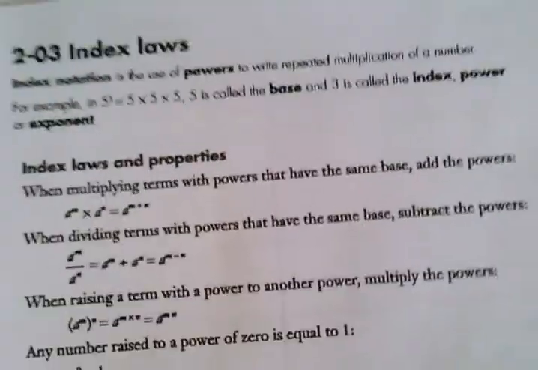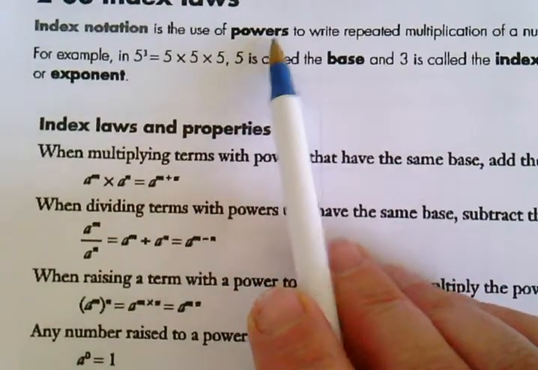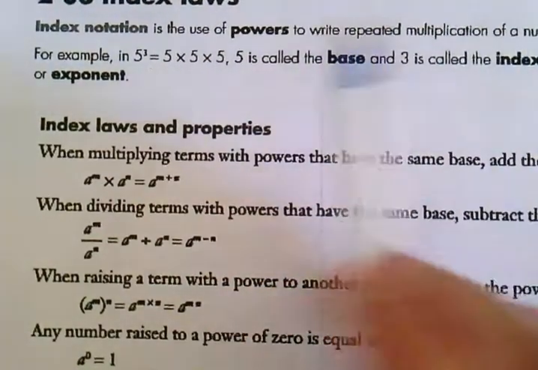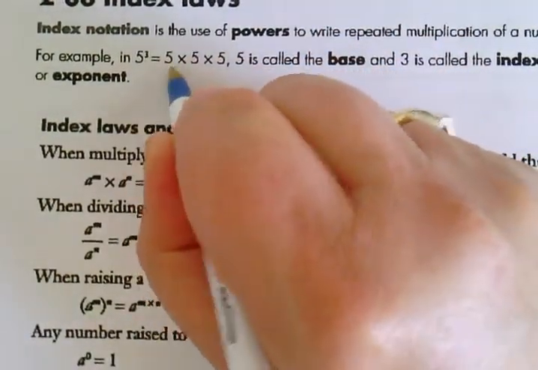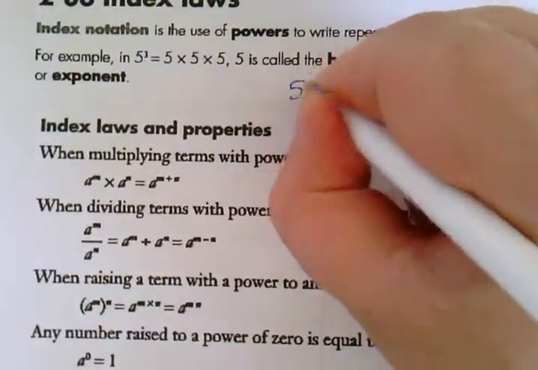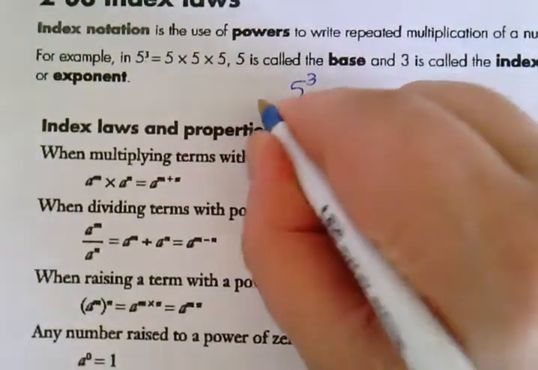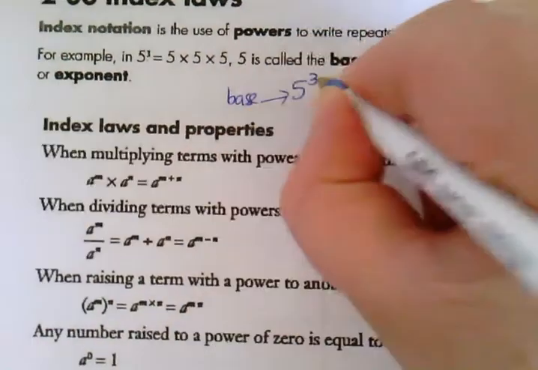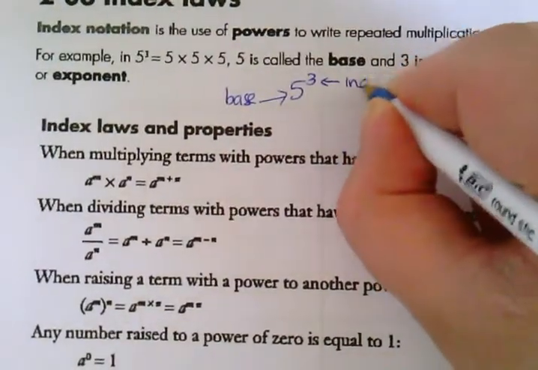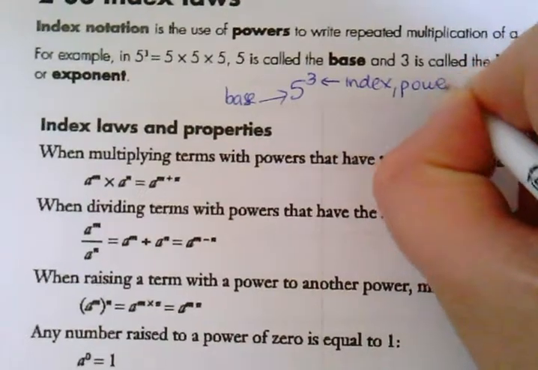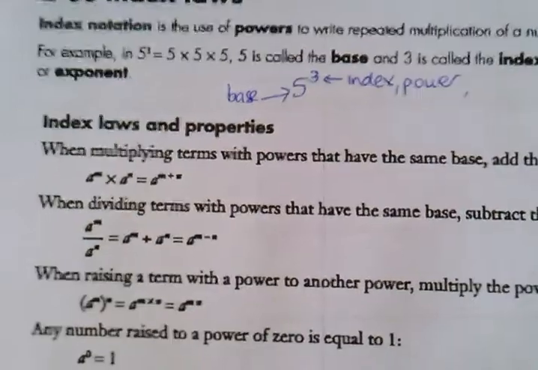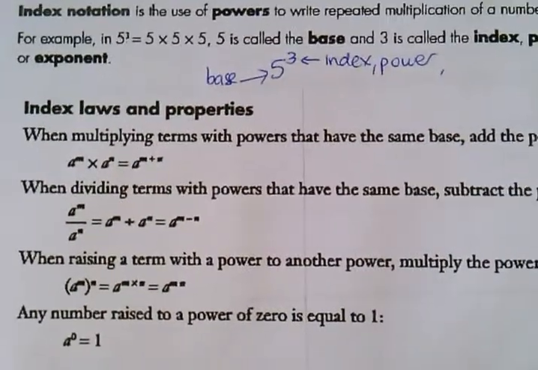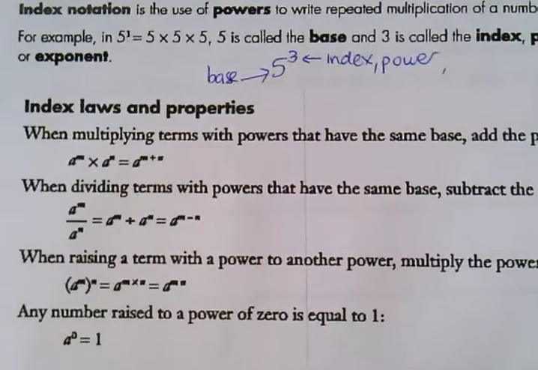So we're just going to look over what index notation is. Index notation is the use of powers to write repeated multiplication of a number. For example, 5 to the power of 3 equals 5 times 5 times 5. When you see 5 to the power of 3, the 5 is called the base and the 3 is called the index or the power, or it's also called the exponent. So the base number is on the bottom and the other one is called the index or the power or the exponent.